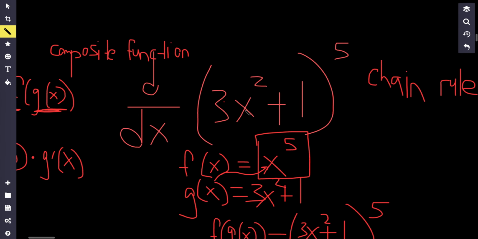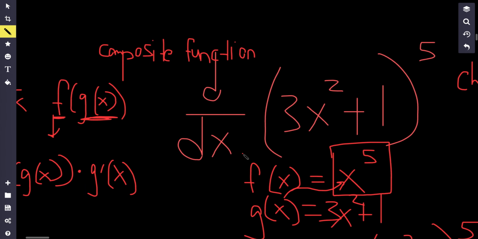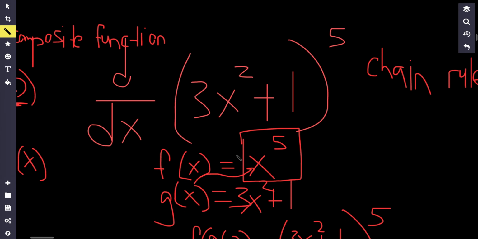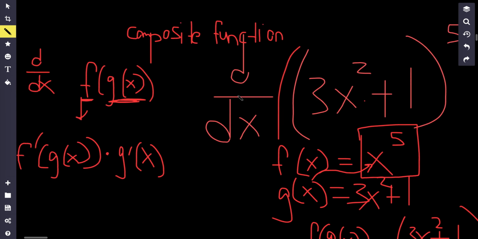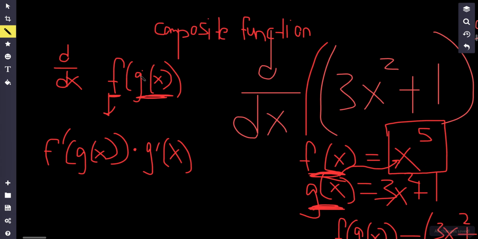So the first step you have to do is identify our f of x. Remember, your f of x represents the outside function. X to the 5th power, this 5th power, is the outside function. And the g of x is the inside function, the g of x right over here. So f of x is the outside function, g of x is your inside function, because g of x is inside f of x.